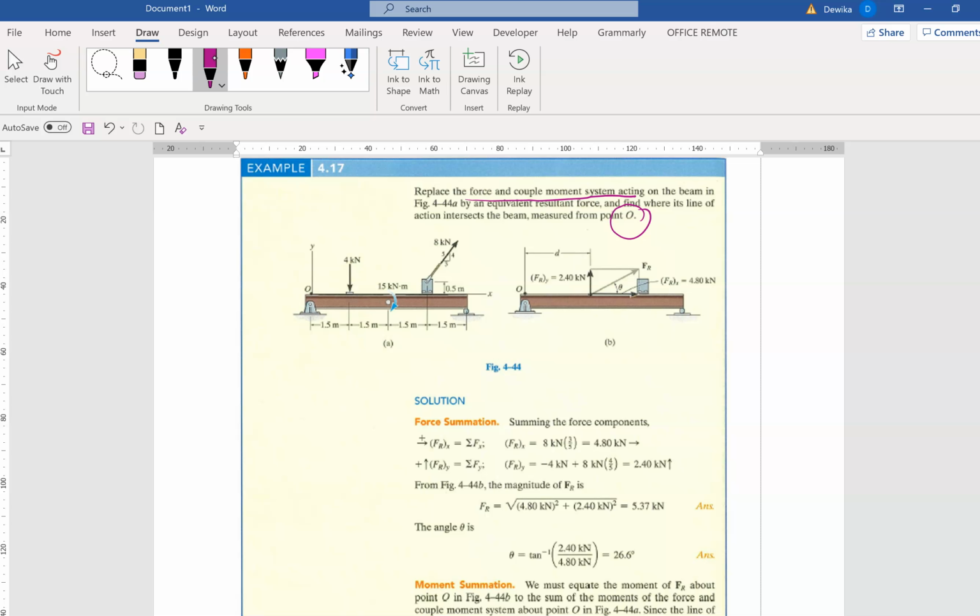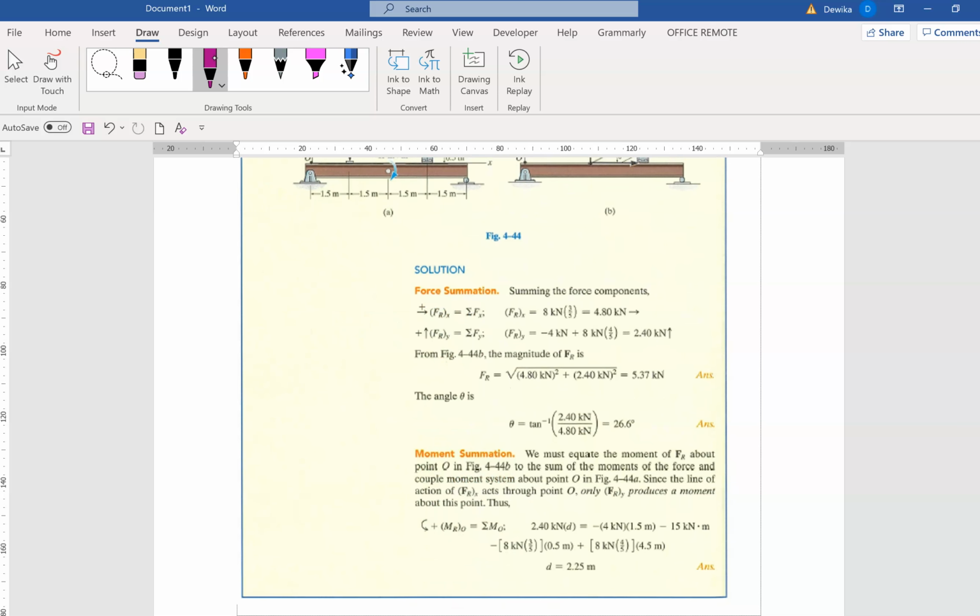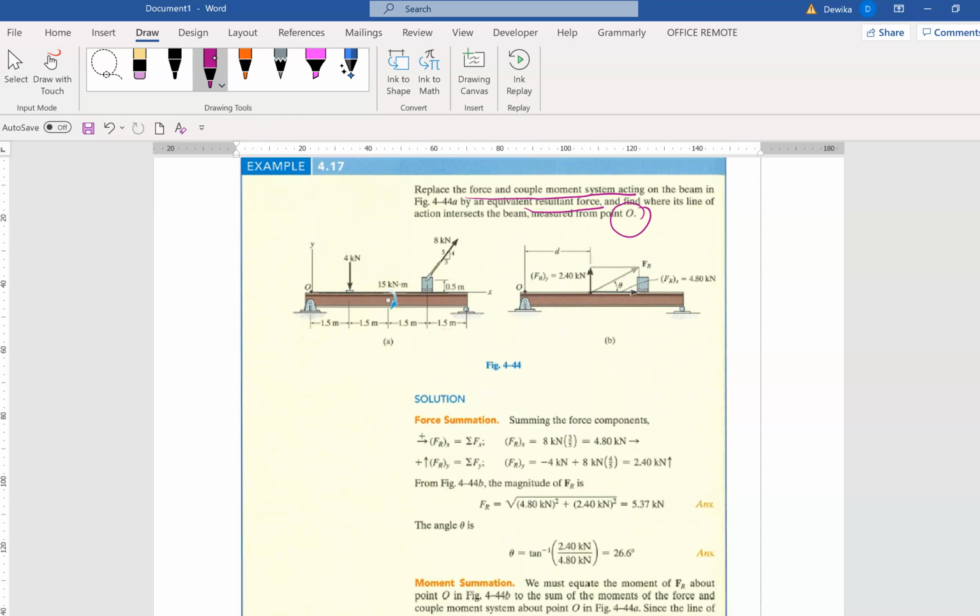But it's just that this question has got an additional requirement. They only want the equivalent resultant force. They want to replace the force and couple moment acting on the beam by an equivalent force resultant and find its line of action. That's the unique part of this question. Find the line of action measured from O. This part I need to cover. I need to show you how you do that.